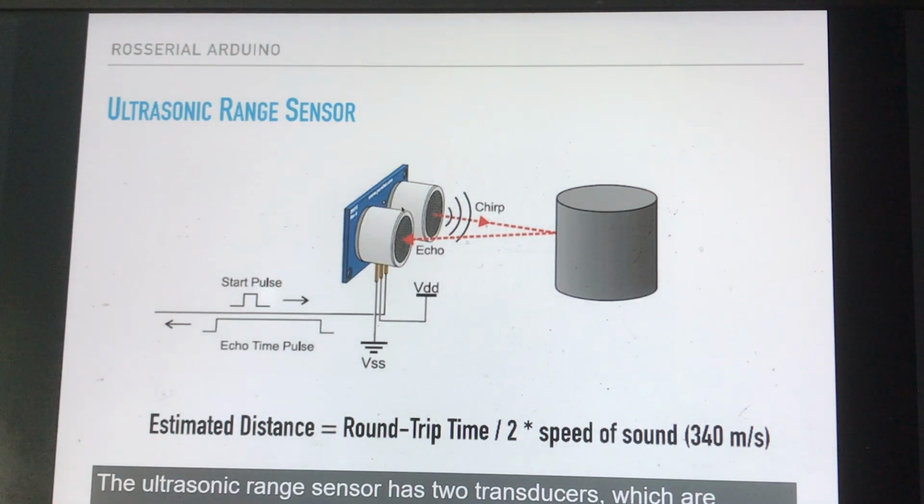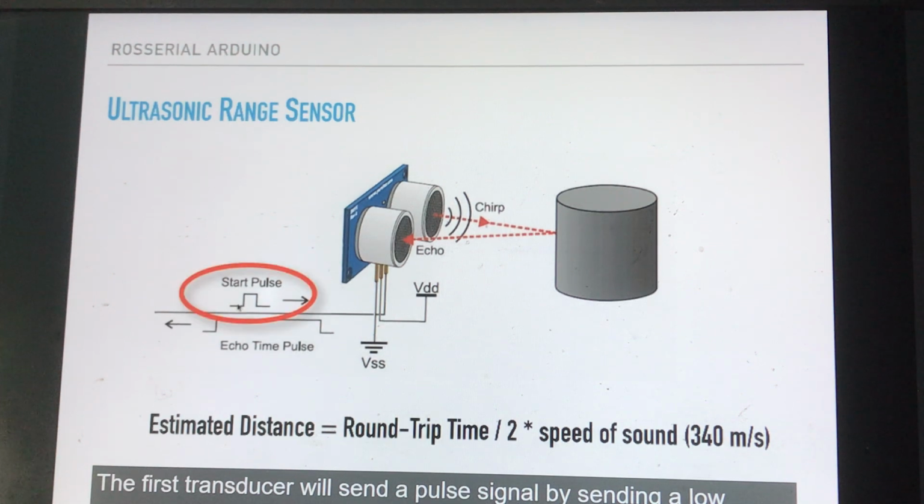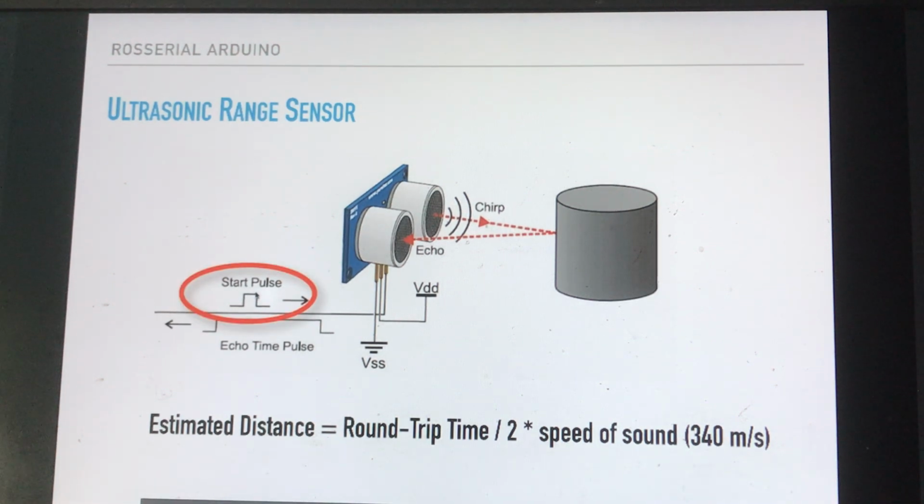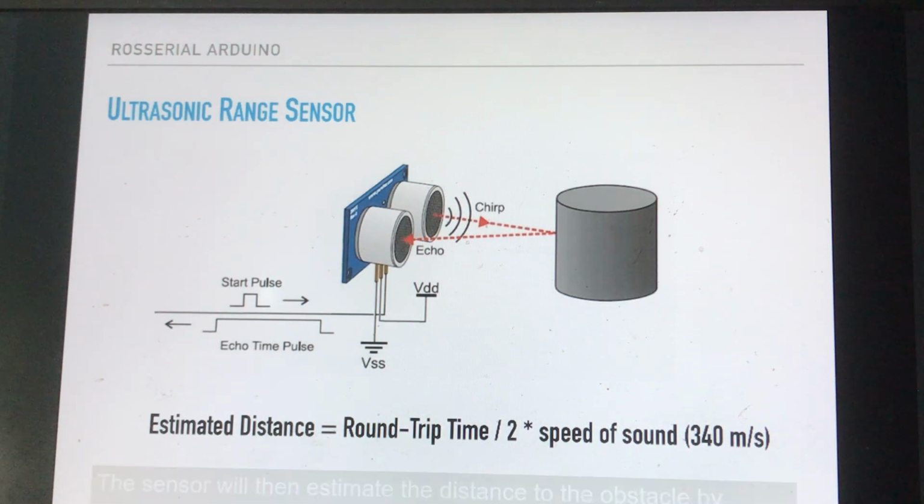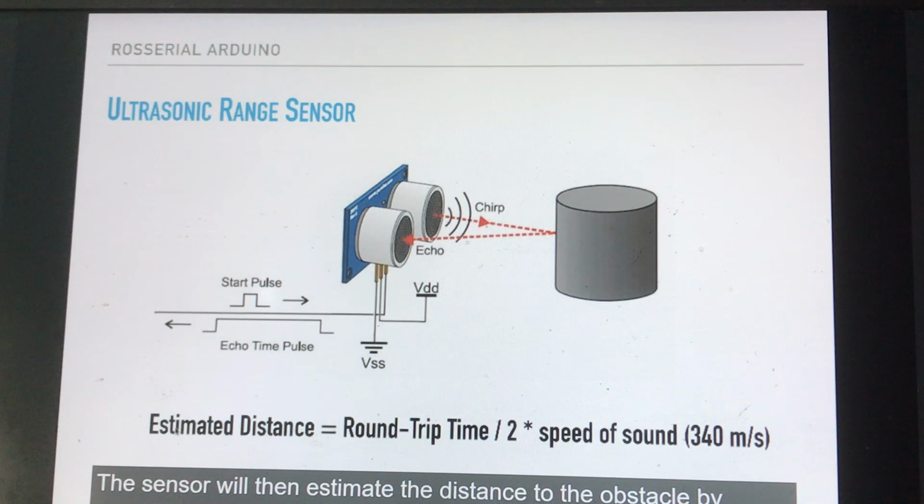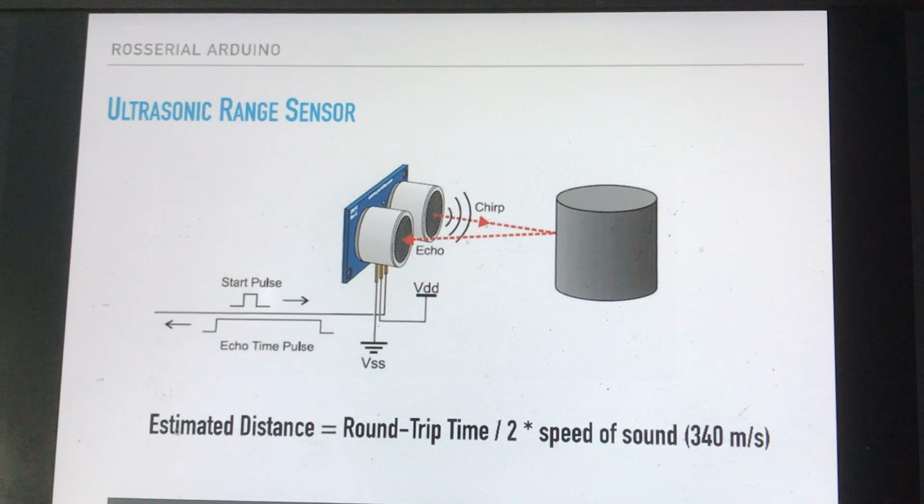The ultrasonic range sensor has two transducers, which are microphones used to send and receive pulse signals. The first transducer will send a pulse signal by sending a low signal first, which is 0, then a high signal, that is 1, and then a low signal, that is 0. When this signal hits an obstacle, it bounces back and is received by the echo microphone. The sensor will then estimate the distance to the obstacle by measuring the duration between sending the high pulse signal and receiving it back by the echo receiver.